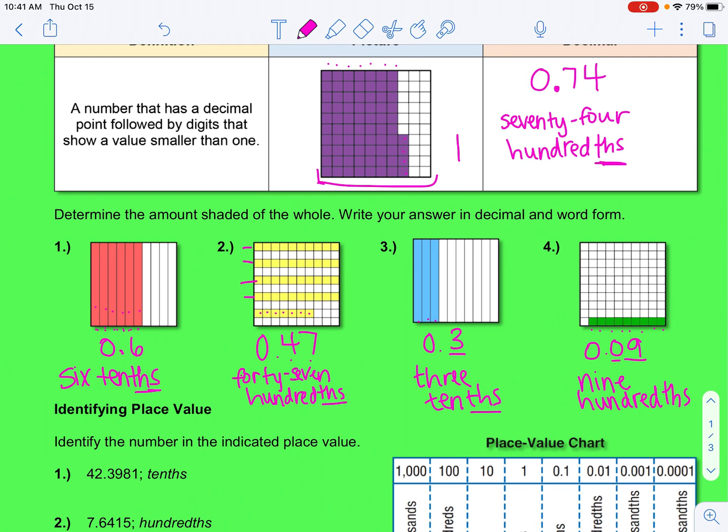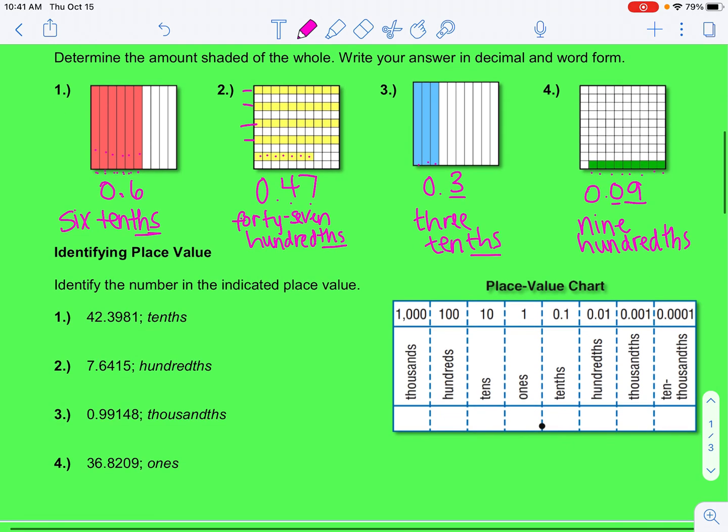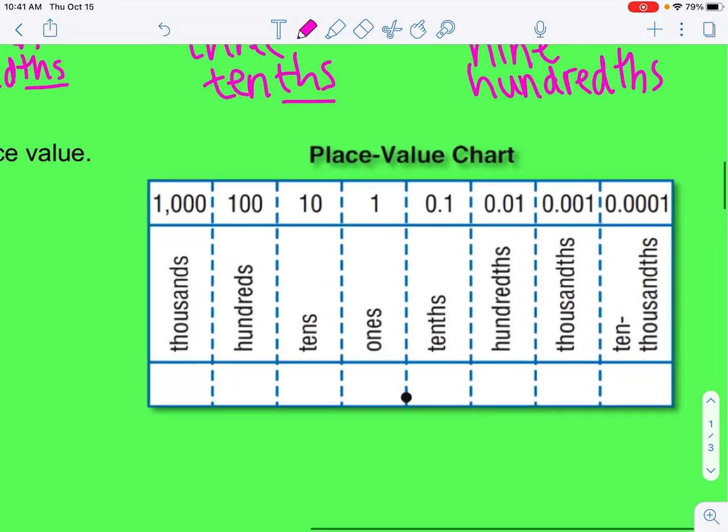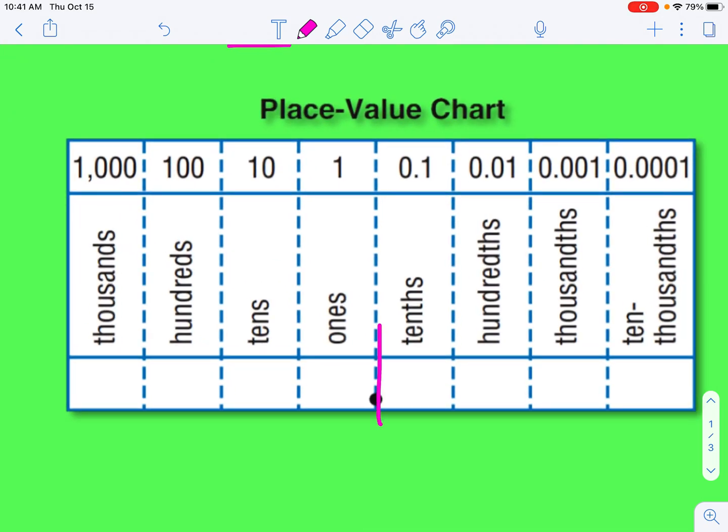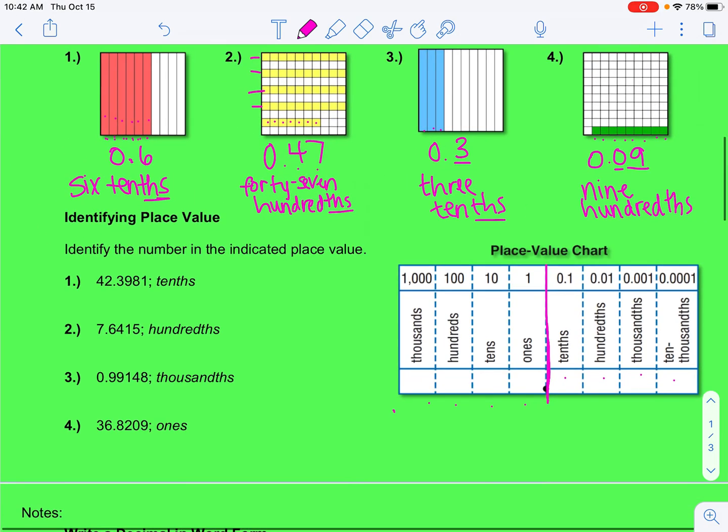Alright, now let's start looking at place value and figuring out what place value looks like. If you look at this diagram, right here is the decimal. We know that anything before the decimal is ones, tens, hundreds, thousands, 10,000s, 100,000s, and so on. But anything after the decimal place looks like this. Our first spot is the tenths, and then the hundredths, and then the thousandths, and then the 10,000ths, and then the 100,000ths, and so on.